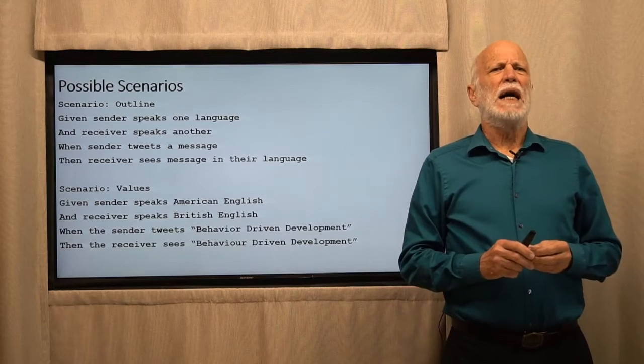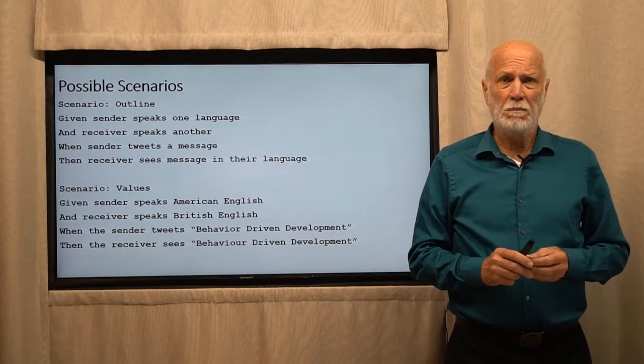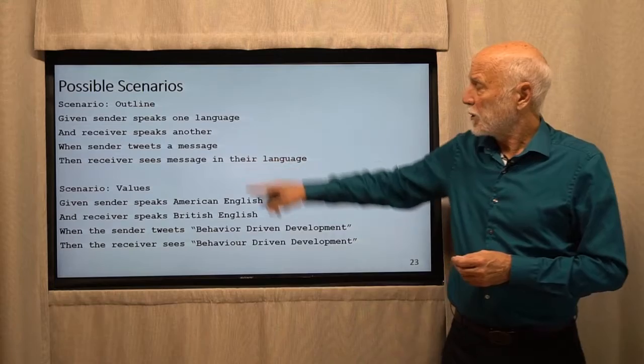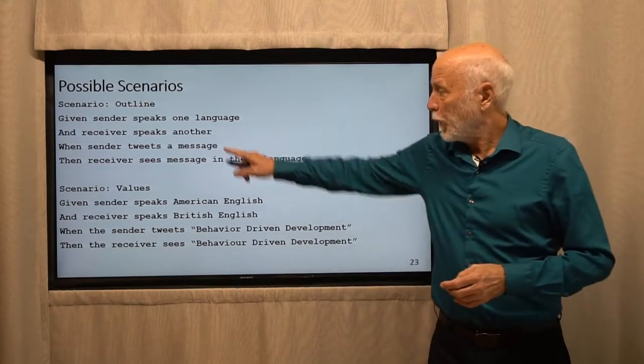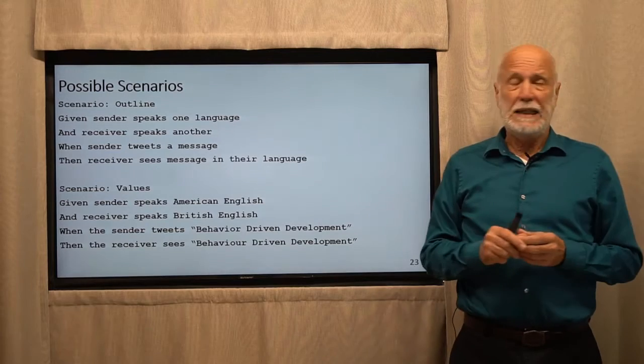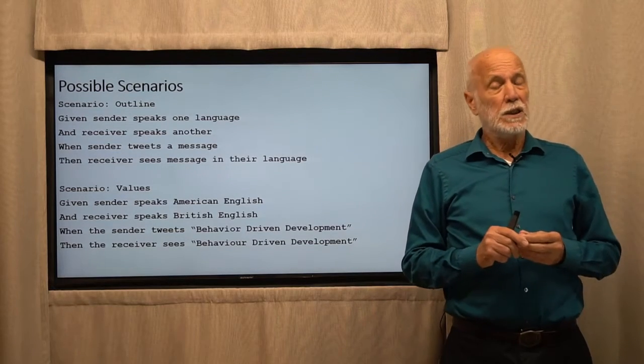Well, here are some possible scenarios you might come up with. The outline: given a sender speaks one language and the receiver speaks another, when the sender tweets a message, then the receiver sees the message in their own language.